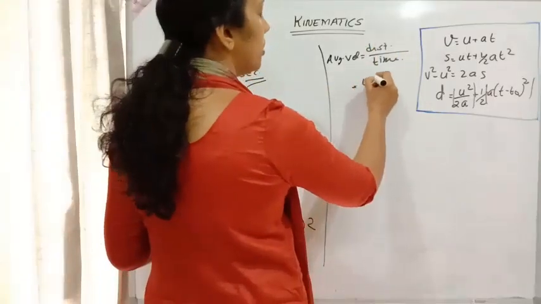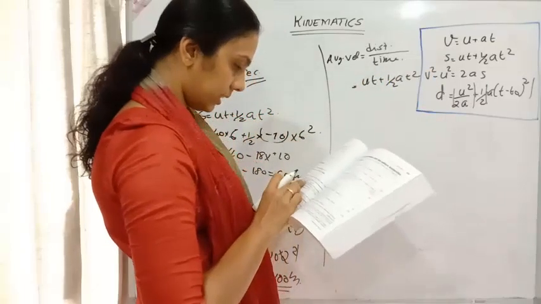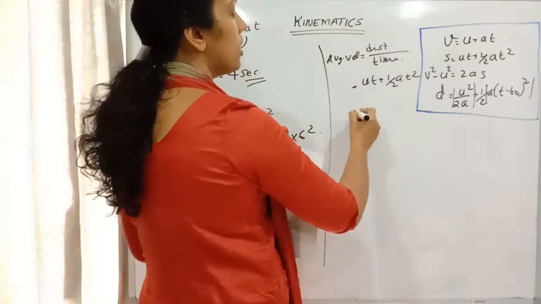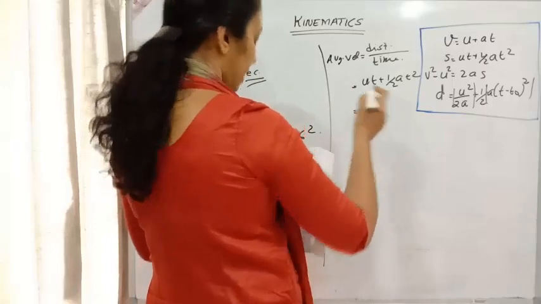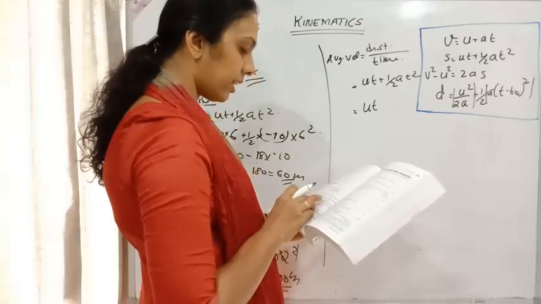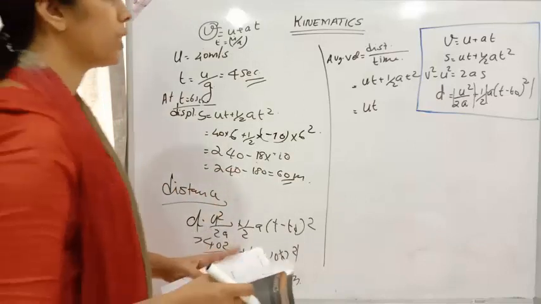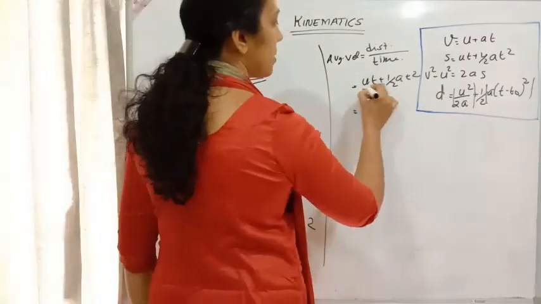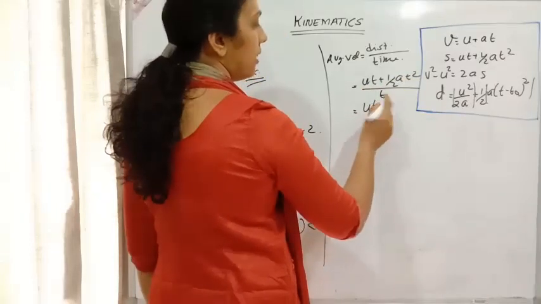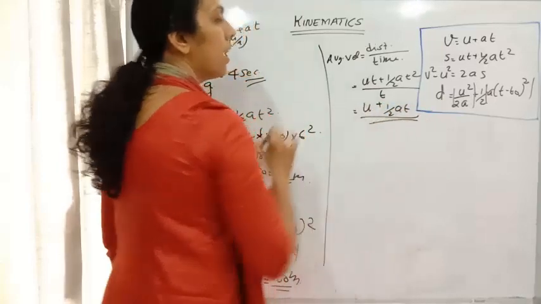S is equal to ut plus half at square. Here U is the initial velocity, A is the acceleration. It is given as constant, moving rectilinearly. It's not given whether it is moving in the upward direction or downward direction, so we can take it as positive only. So ut plus half at square divided by t, therefore u plus half at. This will be the average velocity.